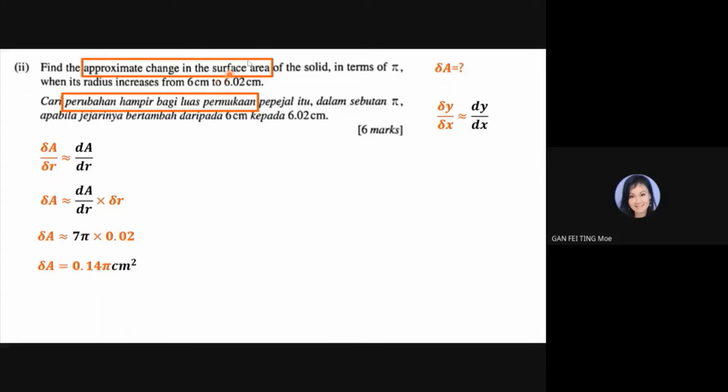The del A. Approximate change is your del. Surface area is A. So the answer wants del A. Screenshot this. This is the concept. Our dy/dx also comes from del y over del x from your Form 4 textbook. So we get del A approximately equal to dA/dr times del r, cross multiply. So we sub the value into it. That's why we get our formula. This is what it says: approximate change in the surface area. This is the icon for this phrase.